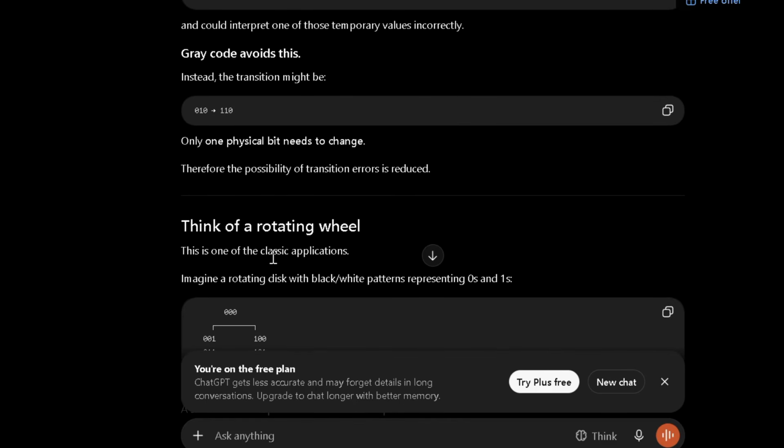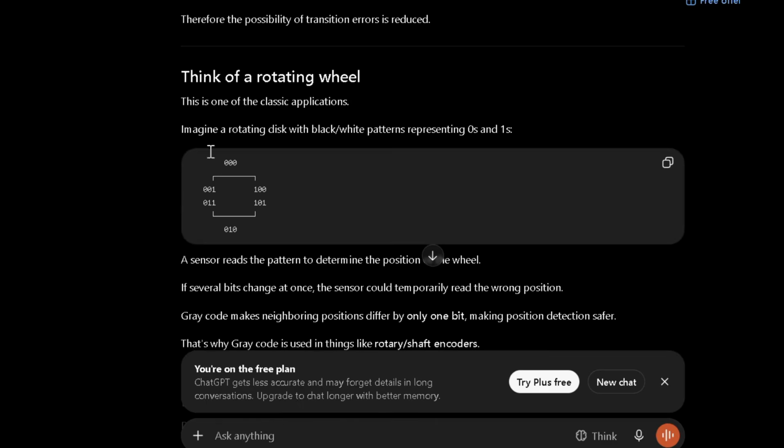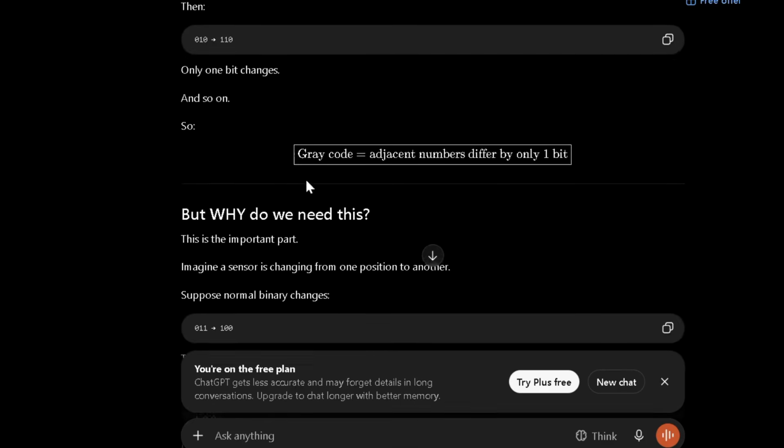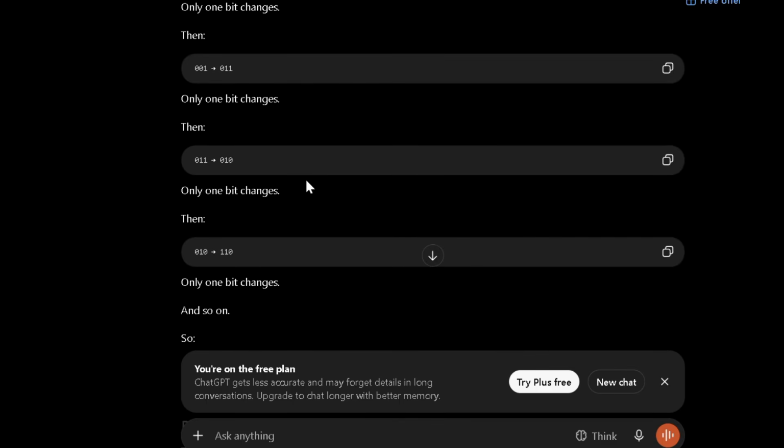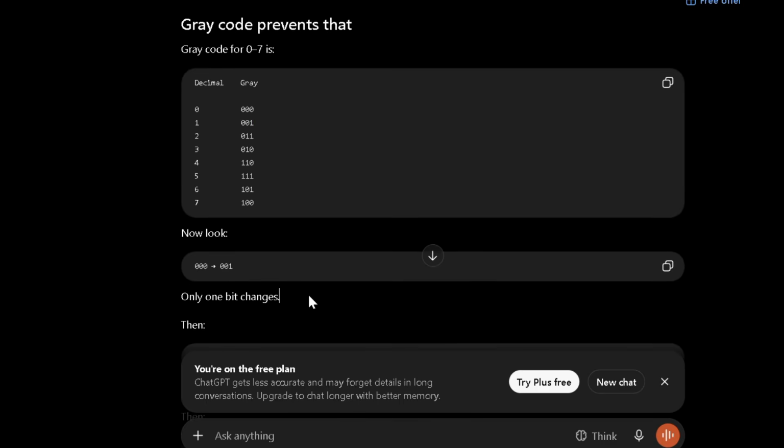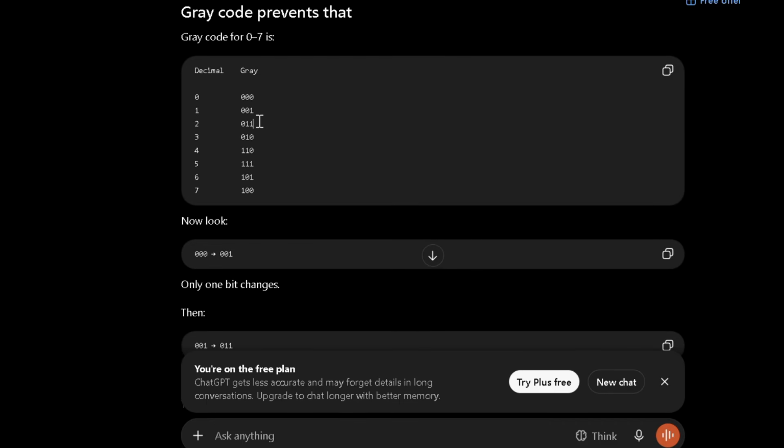Think of a rotating wheel. This is one of the possibilities. Imagine a rotating disk, we just want to know what position it is in. Then why here 001 is converted to 010? Here, not here, only one bit changes.